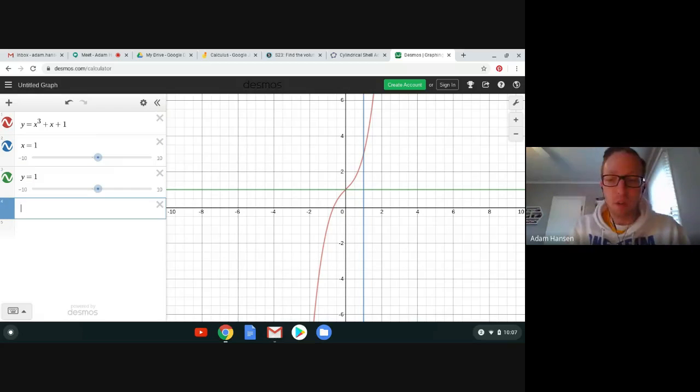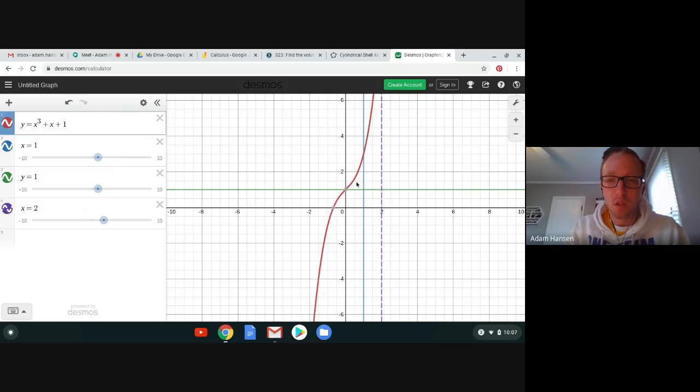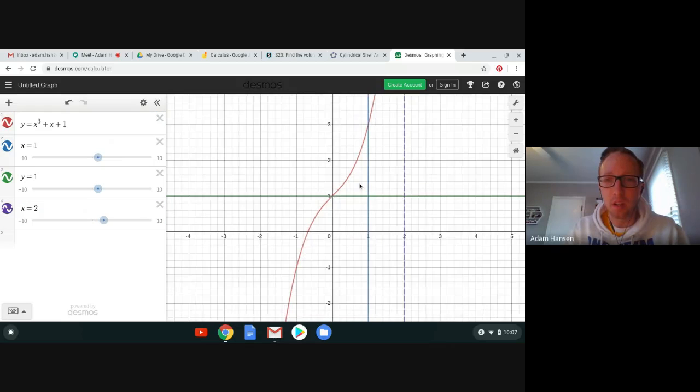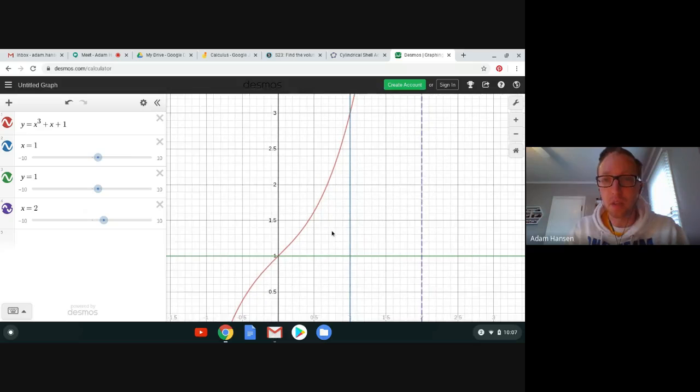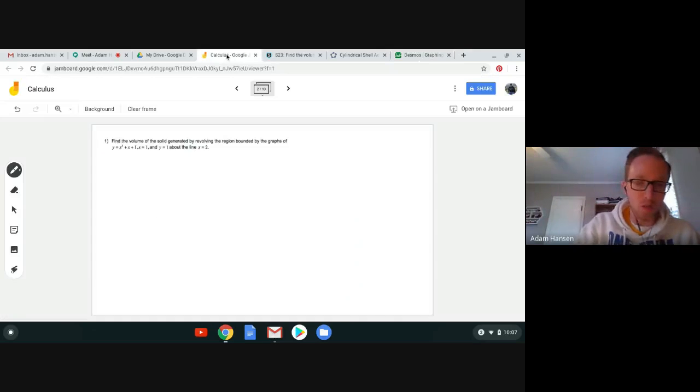Okay, and then I'm going to go ahead and also graph the line x equals 2, but I'll make this a dotted line because that would be our axis of rotation. So it would appear that we are rotating this region bounded here in the middle of our figure about the vertical line in purple, x equals 2, to the right. So I'm going to go ahead and make a quick sketch.